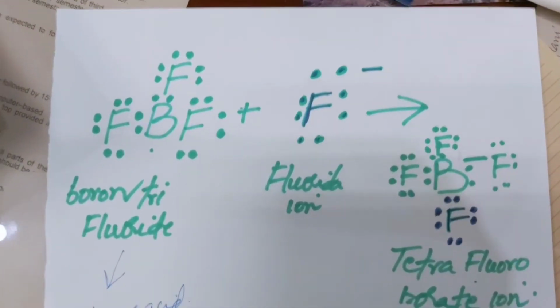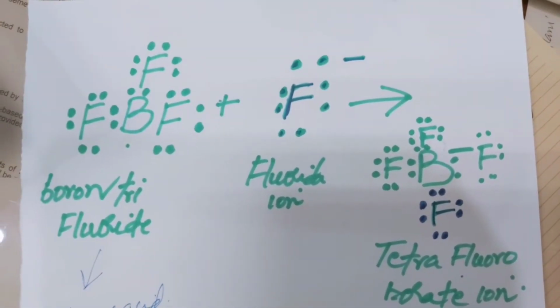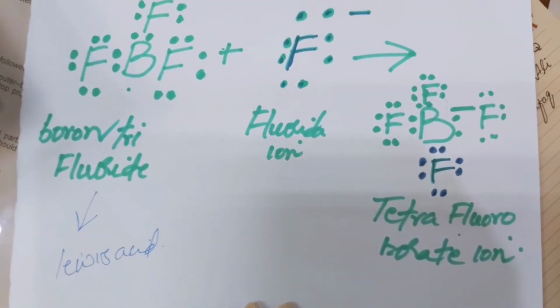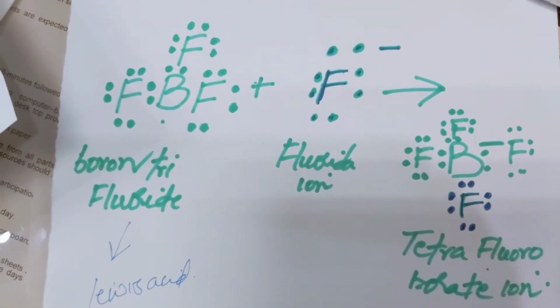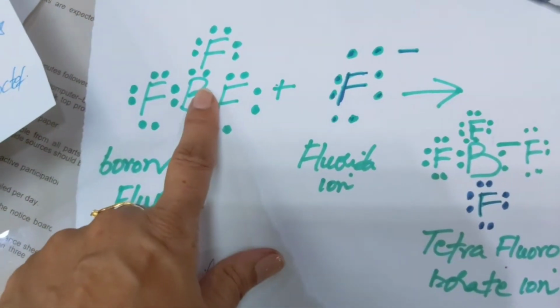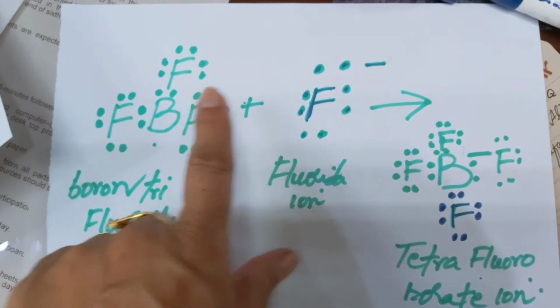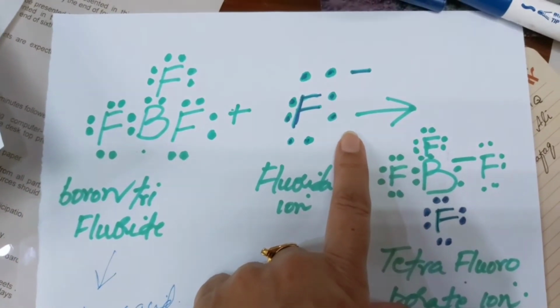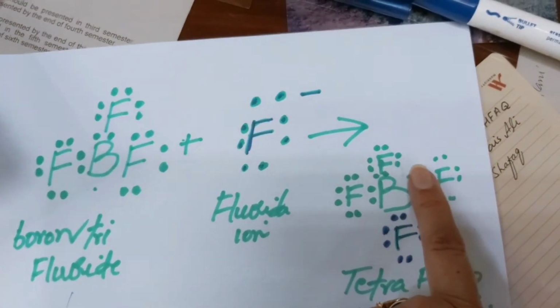Now what is a Lewis acid? An acid that accepts an electron pair in a chemical reaction to form a new bond is called a Lewis acid. Here we can see a reaction between boron trifluoride and a fluoride ion forming the tetrafluoroborate ion. Boron trifluoride is acting as a Lewis acid as it accepts an electron pair from the fluoride ion, forming a B-F bond, that is this one, the B-F bond.